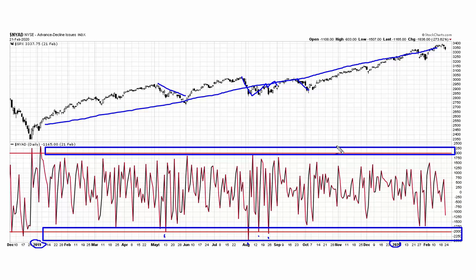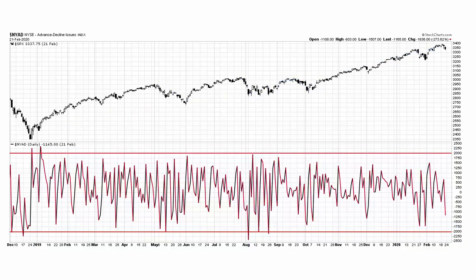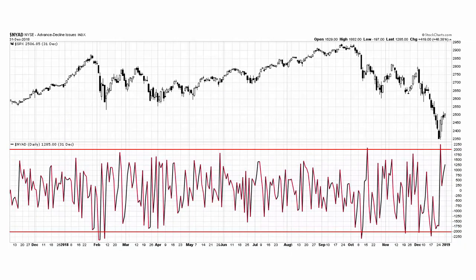Then you get an occasional move down where you get a low print, but they're few and far between. They just don't happen very often. For the most part, most of the prints hover in the middle, plus or minus 1,000 or so around zero. This is a telltale sign of how healthy a market is. Let's go to another example.